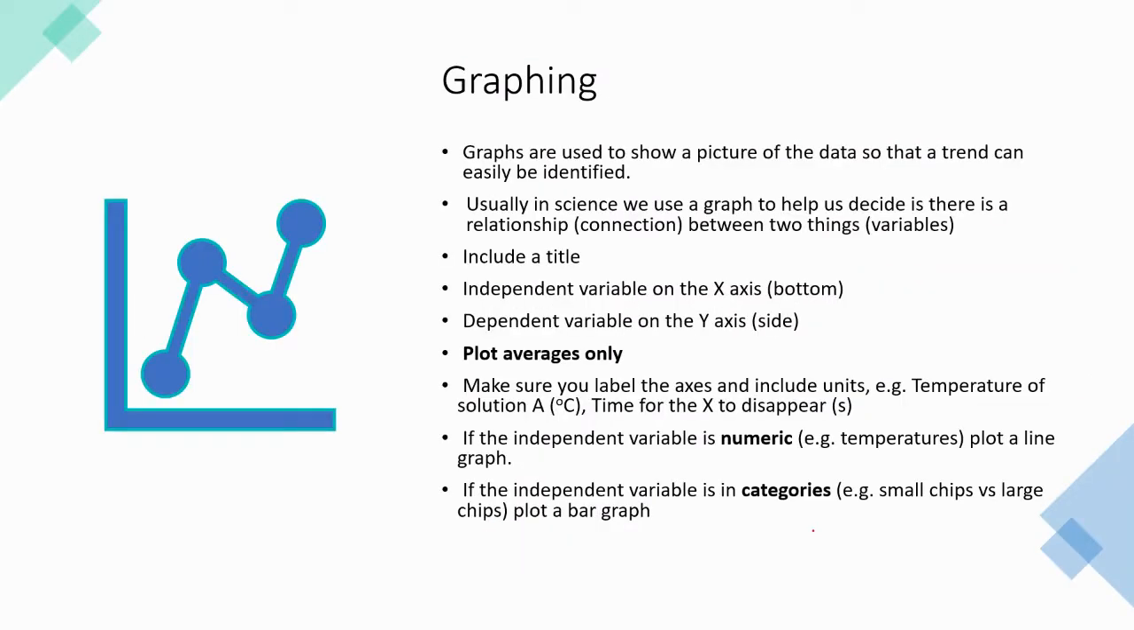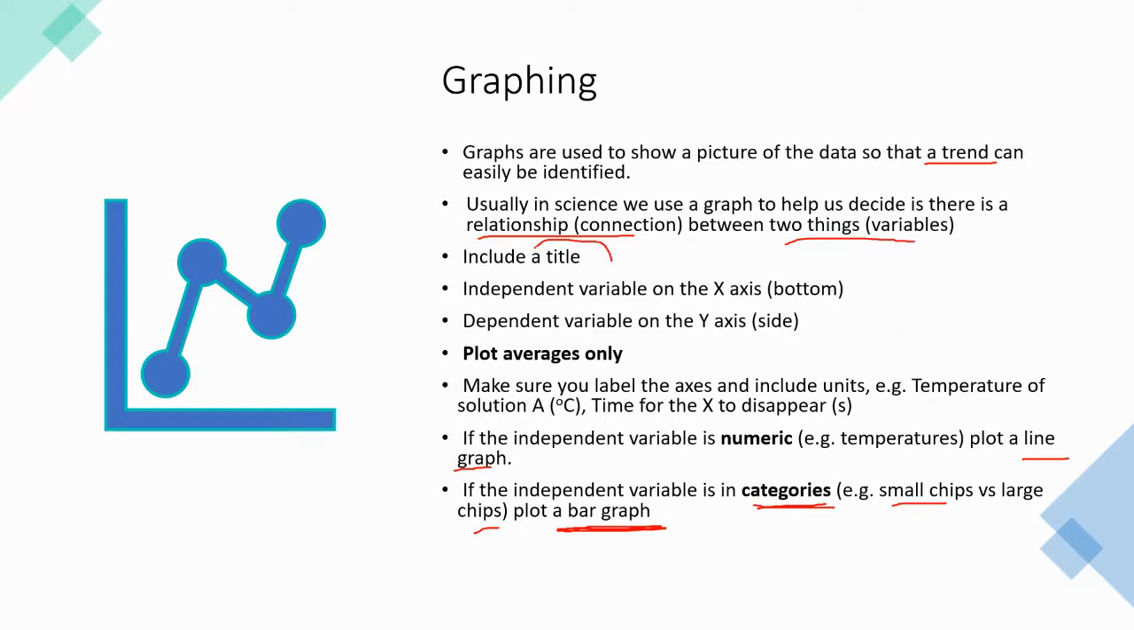Now once we've got our averages, we're going to do a graph, and in most cases it's a scatter plot or a line graph. But sometimes if you've got categories, for example, small chips versus large chips, you might do a bar graph. But in most cases that we're looking at, we're going to do a line graph, also called a scatter plot. We're looking for a trend. See if we can identify a trend, and that will help us decide whether there is a connection or a relationship between two things. In science, we call those variables.